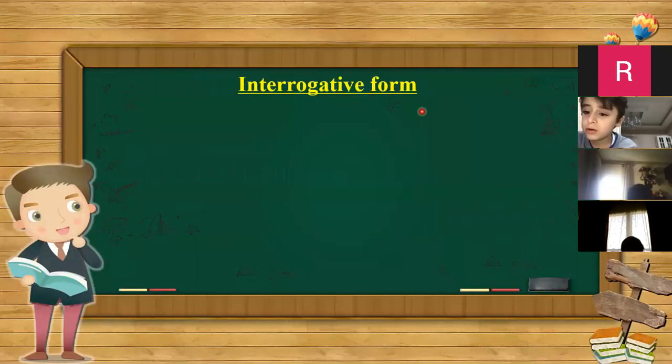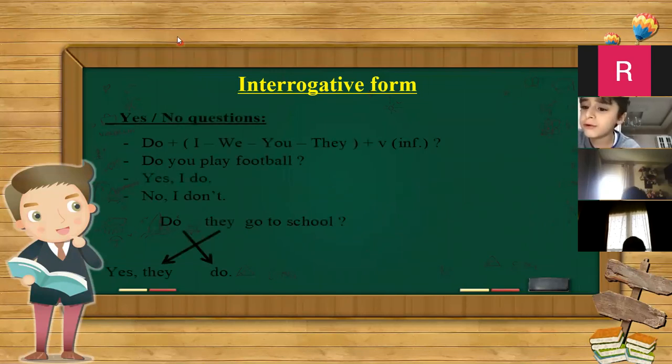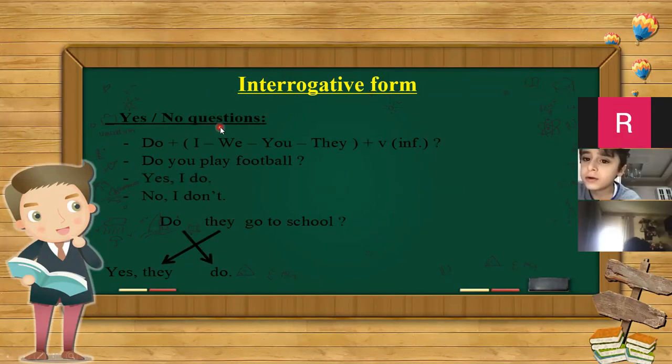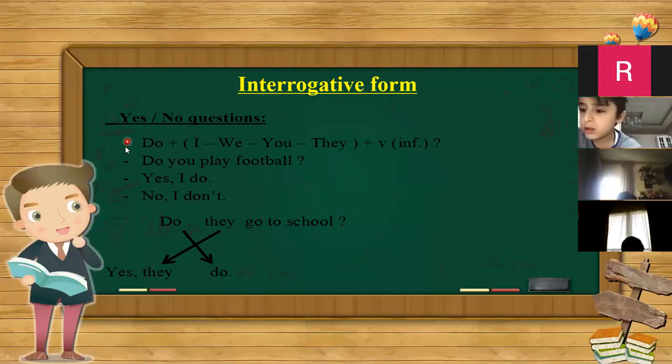How to make the yes or no question in the present simple tense? Look here. Yes or no questions. Group number one, which is I, we, you, and they, we will use the word do with them. Do. Repeat after me. So we will start the question with the helping verb do. After do comes I or we or you or they.